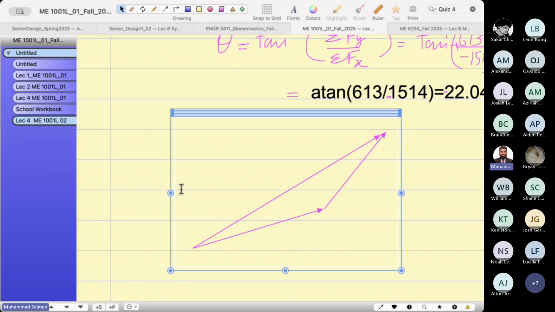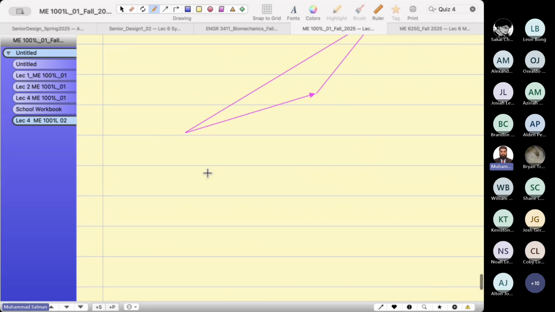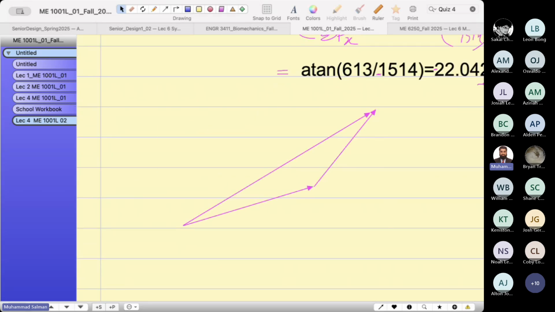How to do vector addition using the polygon method. So let's do the vector polygon method. In the vector polygon method, you have to use two types of laws: one is the cosine law, one is the sine law. Let me give you some understanding behind these laws.